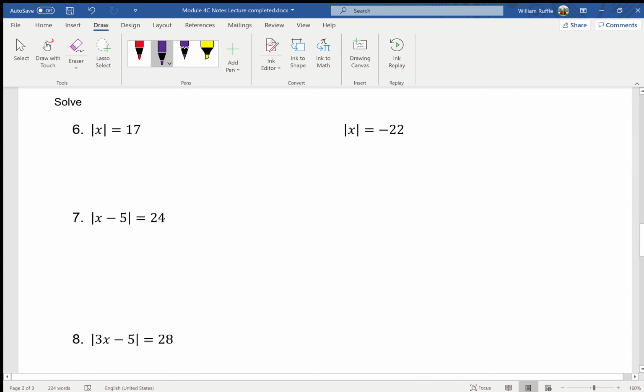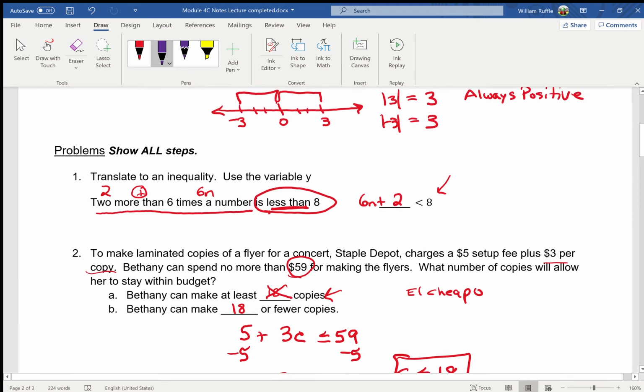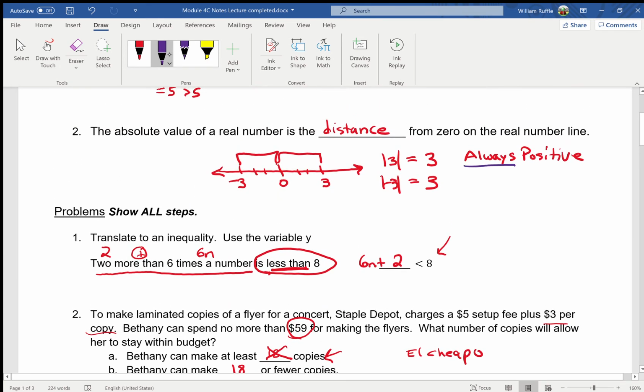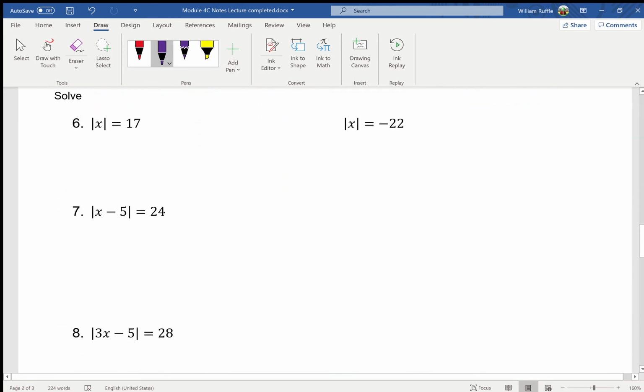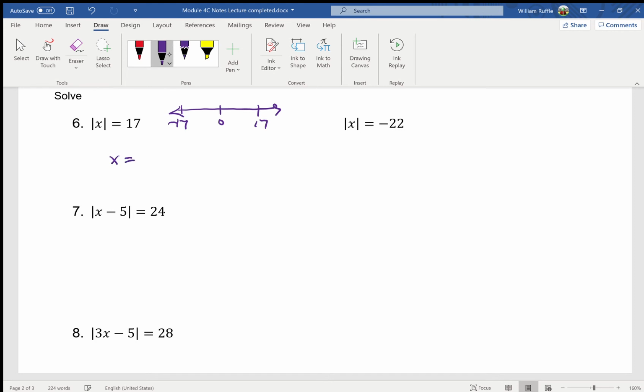Absolute values. Now, if you remember, if I go back up here quickly, absolute values are always positive because it's always a distance. -3 to 0 is 3 spaces, 0 to 3 is 3 spaces. So when I do my first question here, what value can I put in for x that will be +17? Well, if I just think of the number line here, I'm going to have 0 here, 17 is 17 spaces away, and -17 is 17 spaces away. So really when I set up these equations, I'm just going to let x equals 17 or x equals -17.